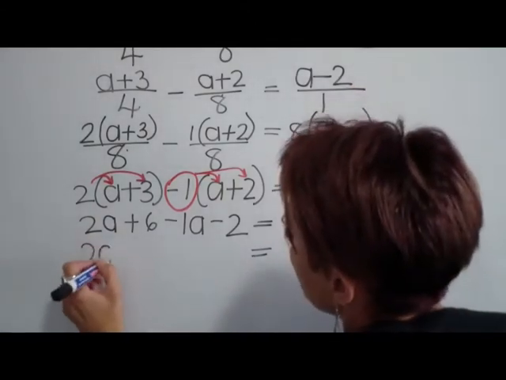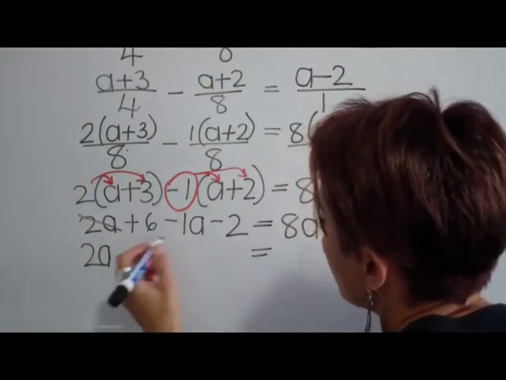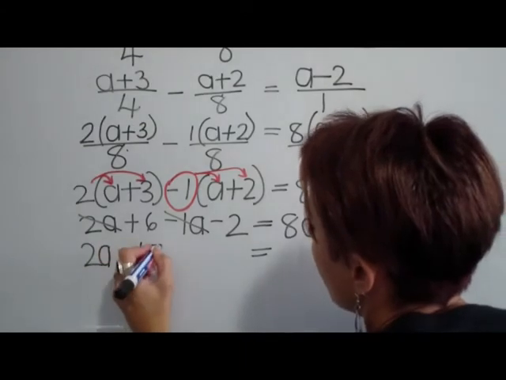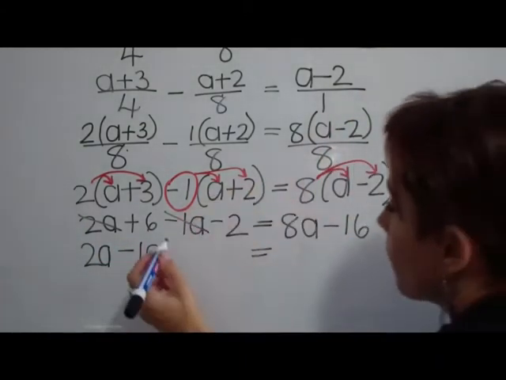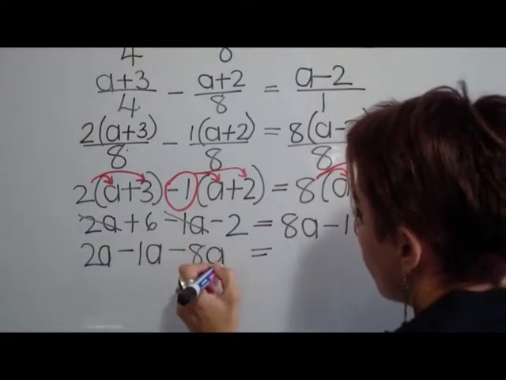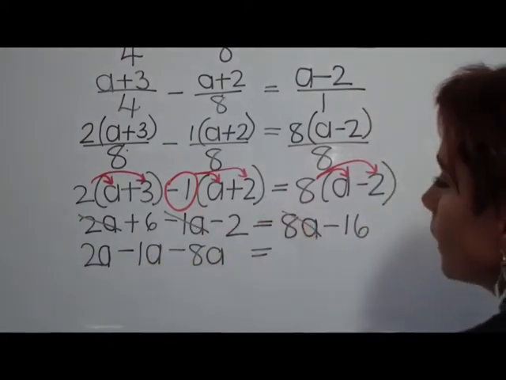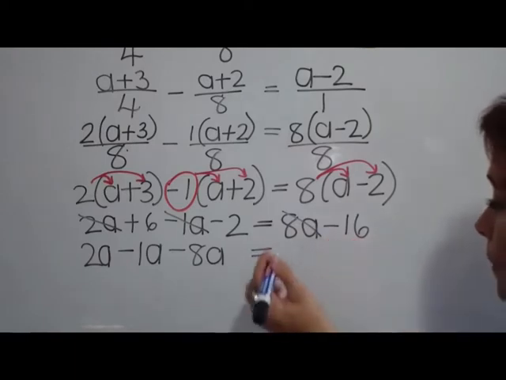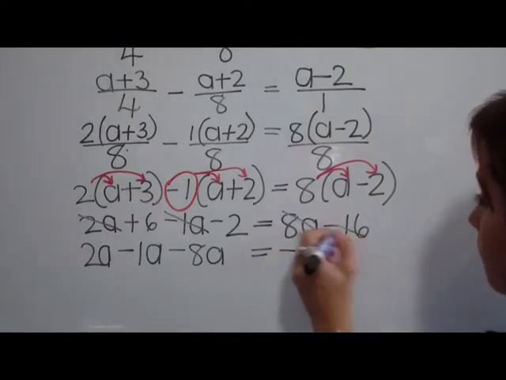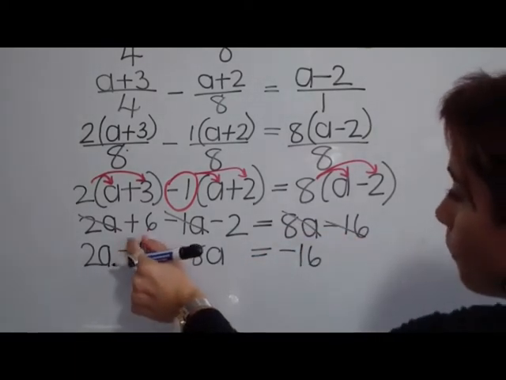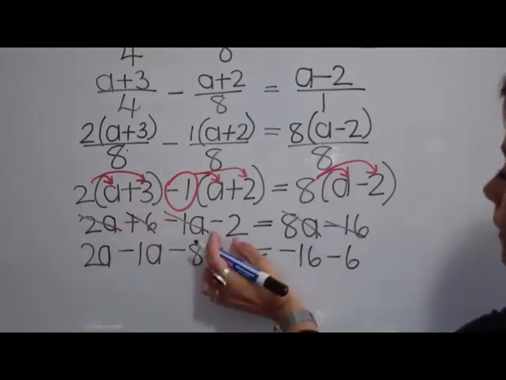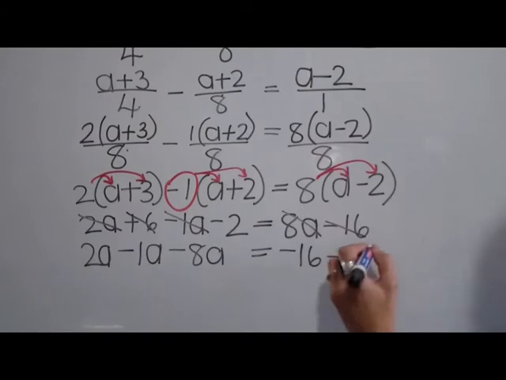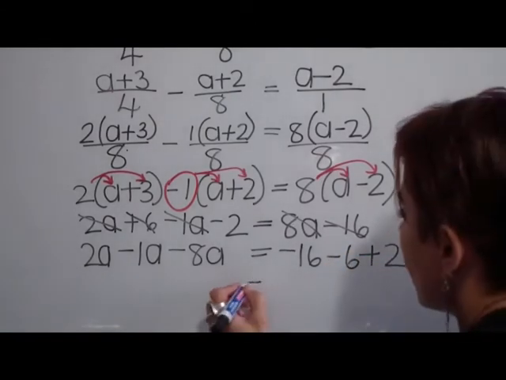Okay, 2a, I cross them out as I go, minus 1a, minus 1a. Right, this is an 8a, it's going to become a negative 8a. Beautiful. Right, now this is a negative 16, this is a negative 16, please take note. This plus 6 becomes a minus 6, and this negative 2 becomes a positive 2. Okay guys, you with me?